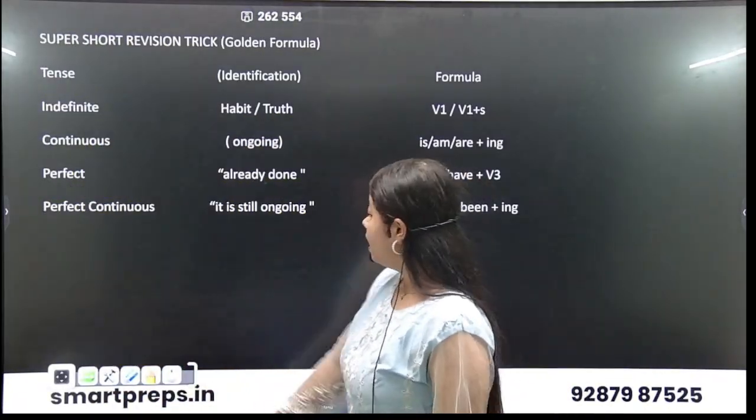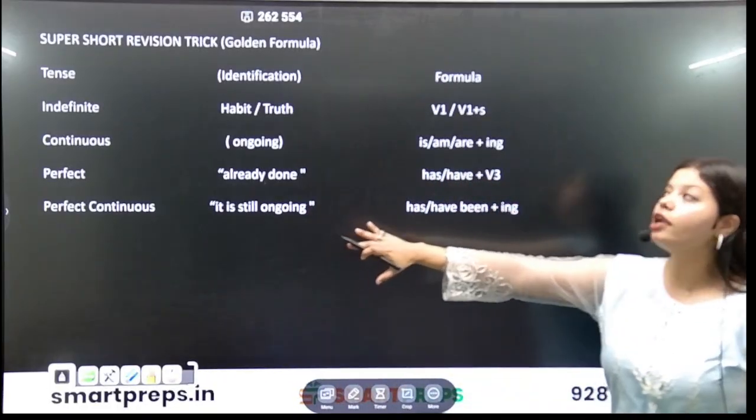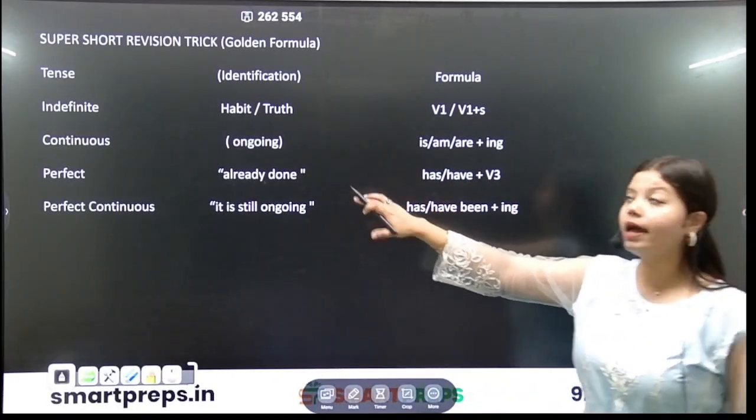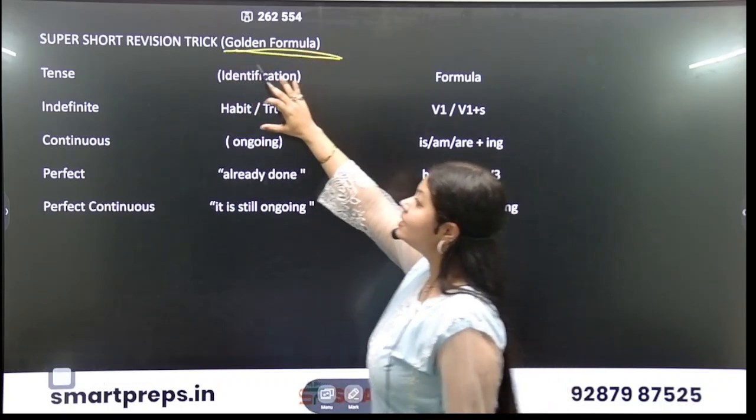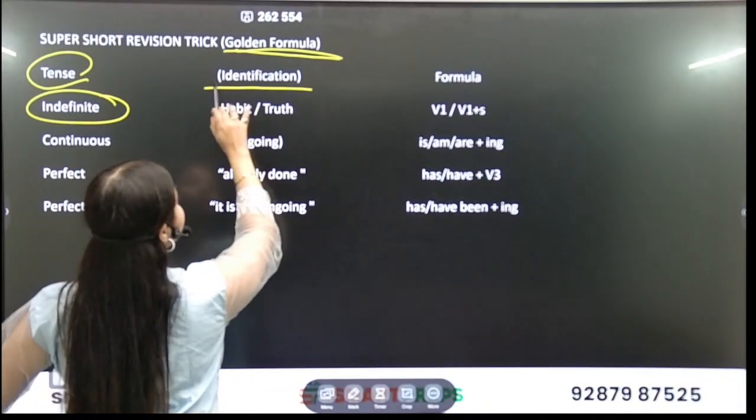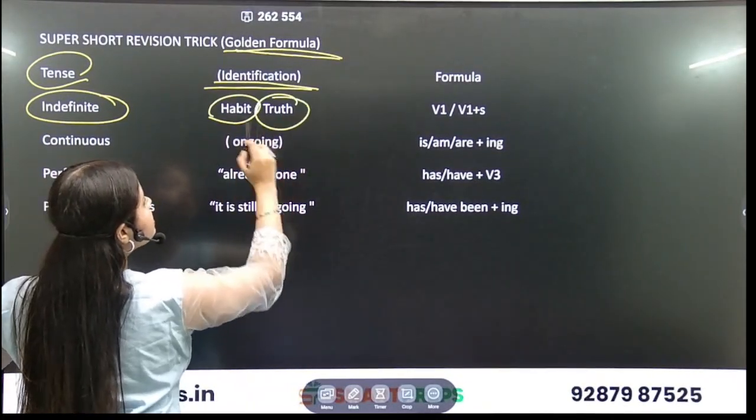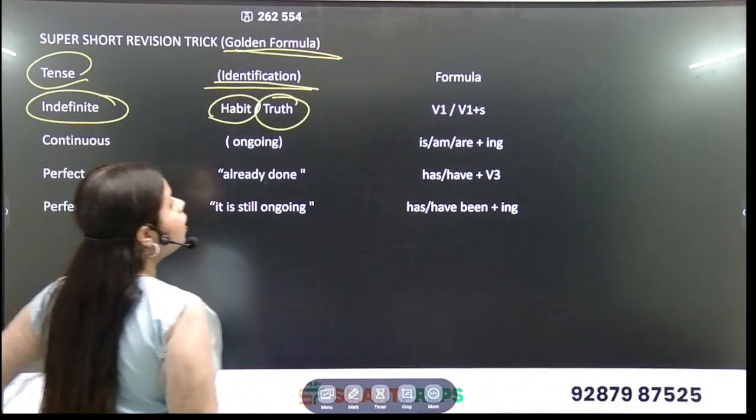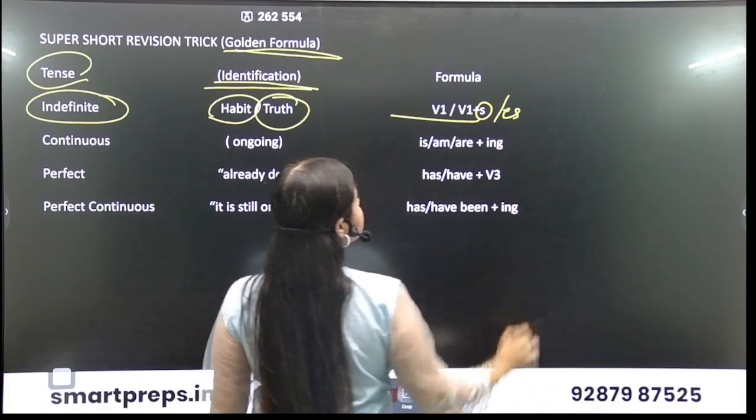All right. Now just check a table. Okay? This is a very super short revision trick, the golden formula I have brought for you. Okay? The golden formula. Just check. These are the tenses. Yes? The first tense is present indefinite. Now, how do we identify the sentence? Whenever we are talking about some habit or some universal truth, the formula is what? Verb plus s or es.